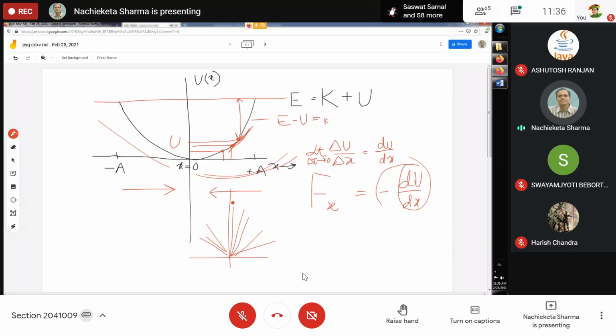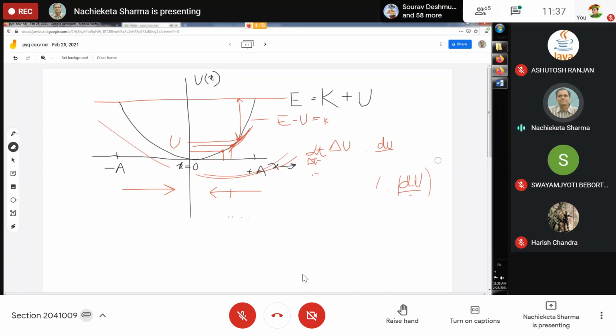More generally, any minimum in a potential energy curve is a stable equilibrium position. Did you understand what I mean by this statement? What did you understand when I say that any minimum in a potential energy curve is a stable equilibrium position? Have you got any idea what I am telling? You are just silently listening to a story, isn't it?